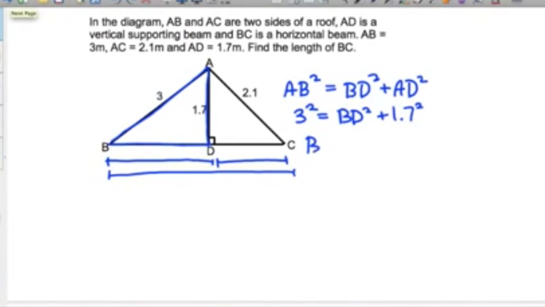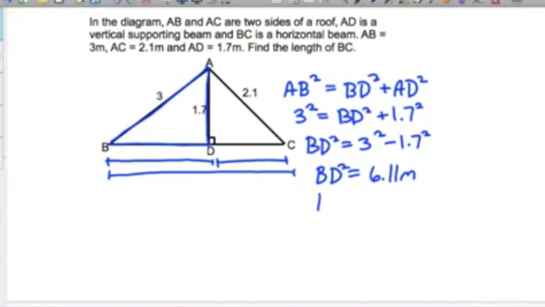which means BD squared equals 3 squared minus 1.7 squared. So that means I'm going to subtract 1.7 squared from 9, and that's going to get me that BD squared equals 6.11. So BD has to equal the square root of 6.11 meters. I'm just going to hold on to that for a while, and then I'm going to take a look at the next triangle, because now I'm going to look at triangle ADC.